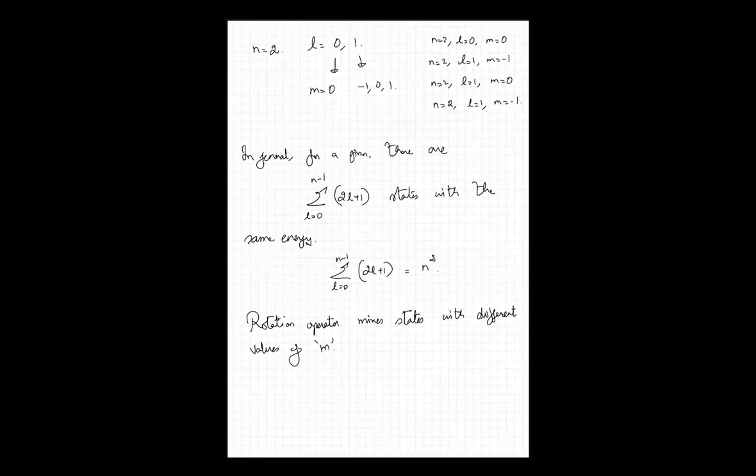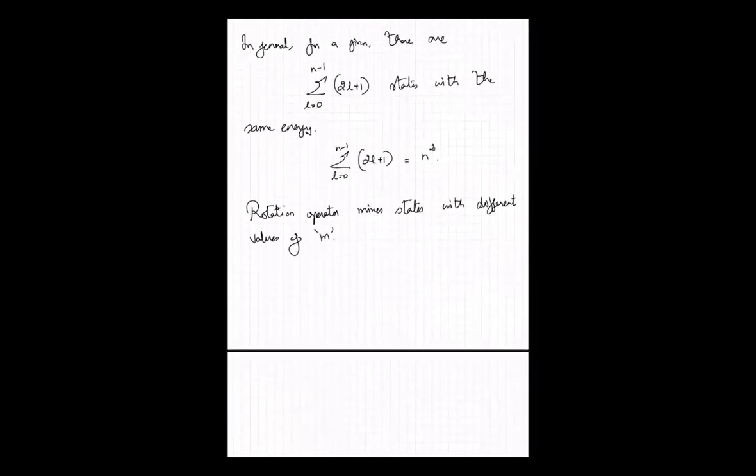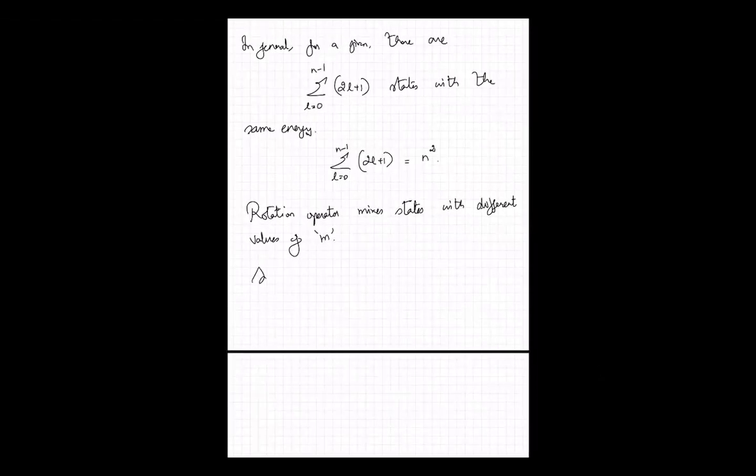But there is also another degeneracy in the problem. This has to do with the degeneracy in L. Remember that L equal to 0 and L equal to 1 also have the same energy. This degeneracy is actually not due to rotational invariance. It is actually due to what is called the quantum mechanical equivalent of the Laplace-Runge-Lenz vector. So the symmetries in the problem are rotation, and there is another conserved quantity called the Laplace-Lenz vector.